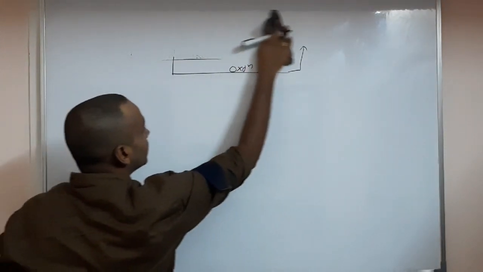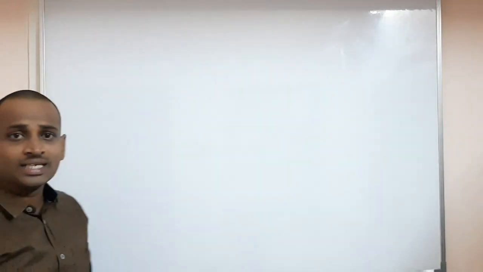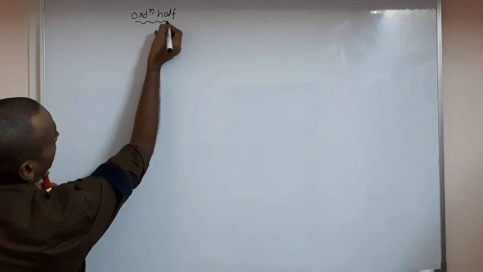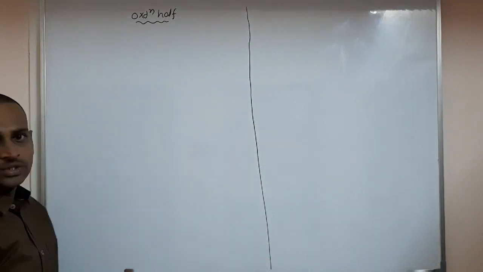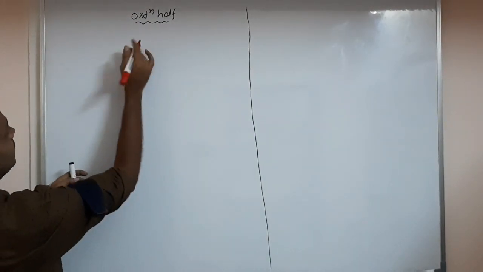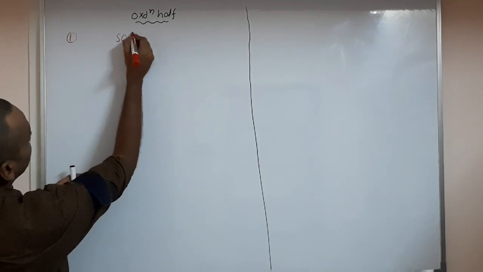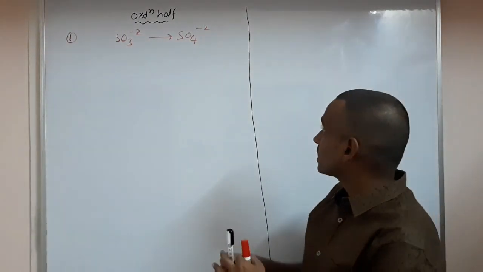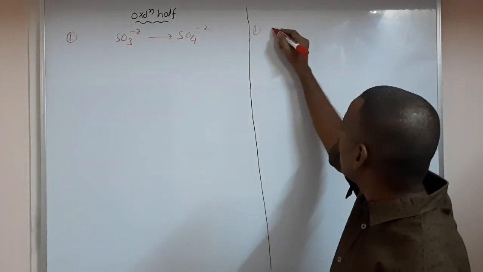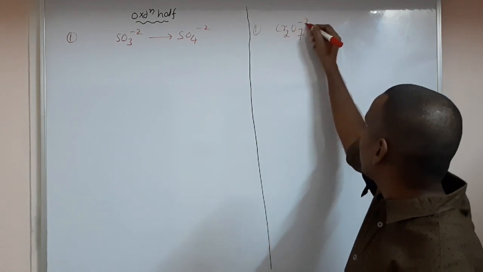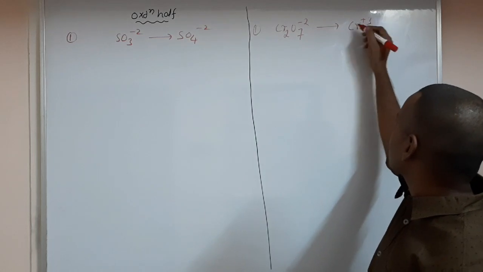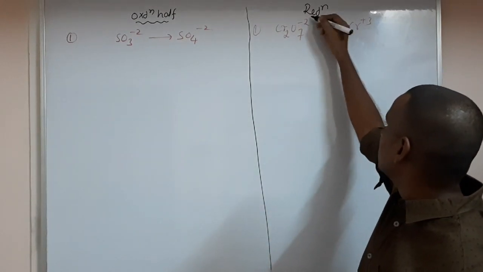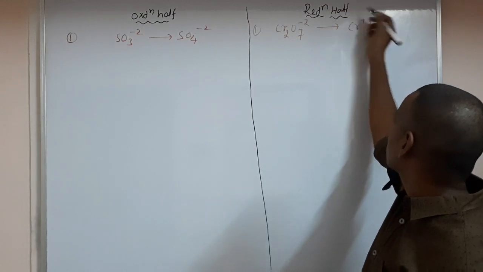So I'll write both the oxidation half and the reduction half separately. First I'll write the oxidation half: SO3 minus 2 converted to SO4 minus 2. This is the oxidation half, right? And the reduction half I'll write here: Cr2O7 minus 2 gives rise to Cr plus 3. This is the reduction half. Everybody knows this. So both we know now.